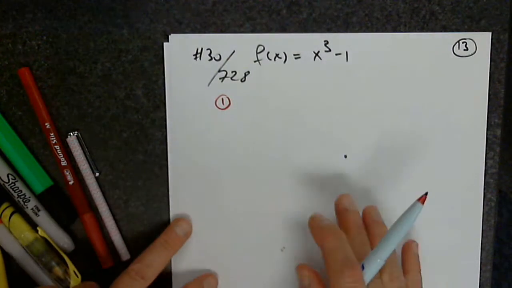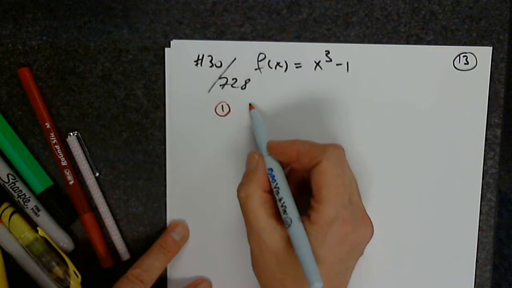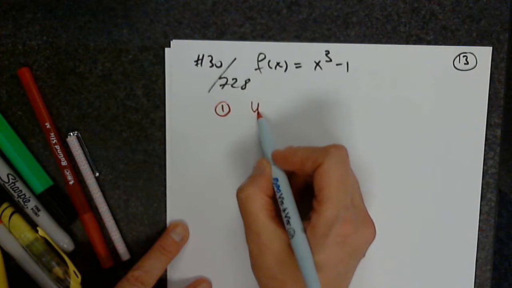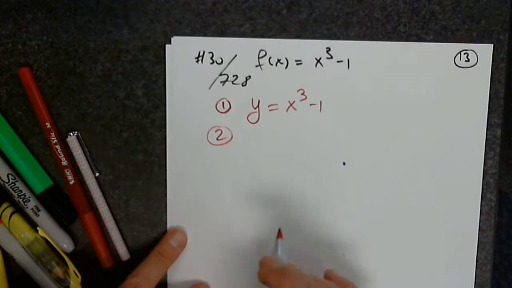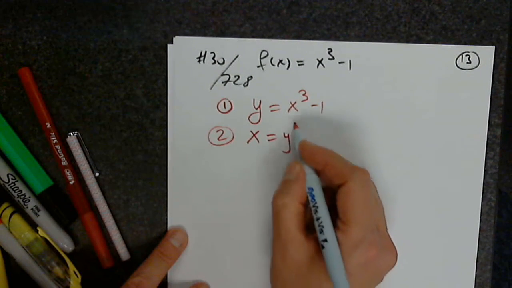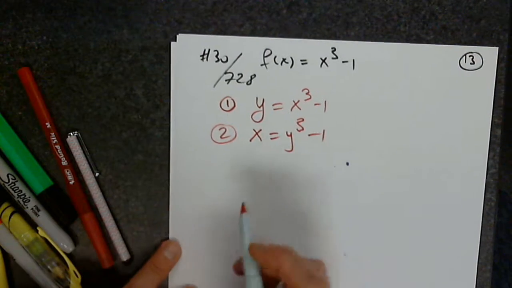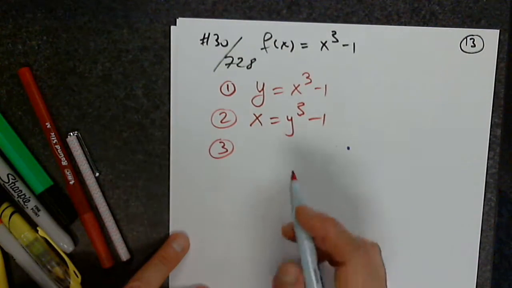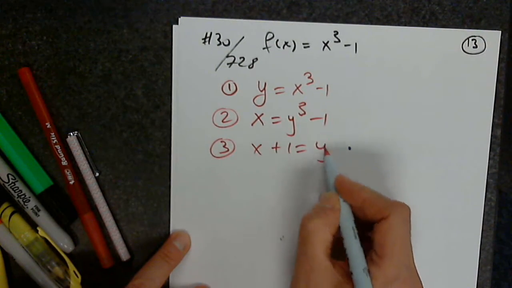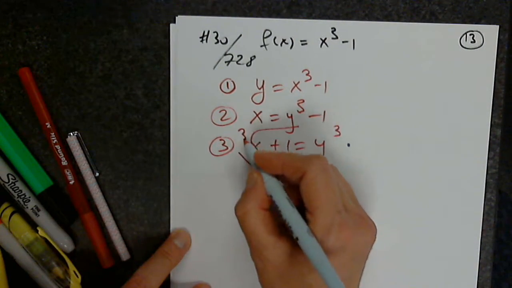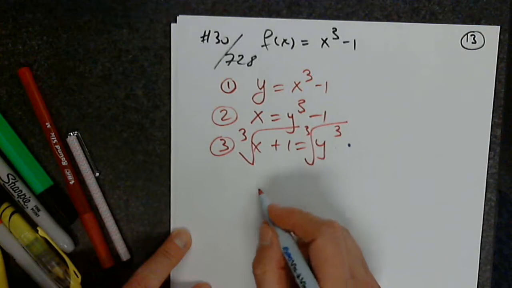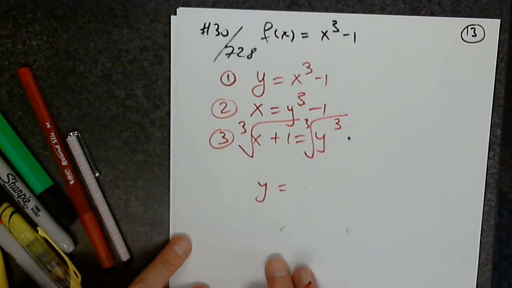First step, what do I have to do? Replace f of x with y. Very good. In step 2, then you swap x and y. Good. So x equals y cubed minus 1. Then you solve for y. Good. Add 1 to both sides. x plus 1 equals y to the third. And then what do I do? Very good, excellent. The cube root to the left and the cube root to the right. So then y equals the cube root of x plus 1. Very good.